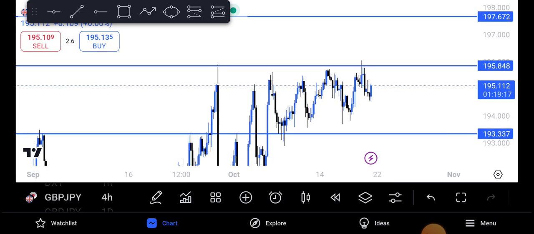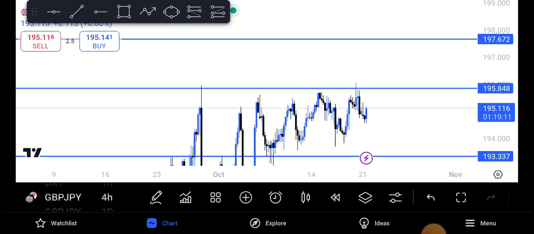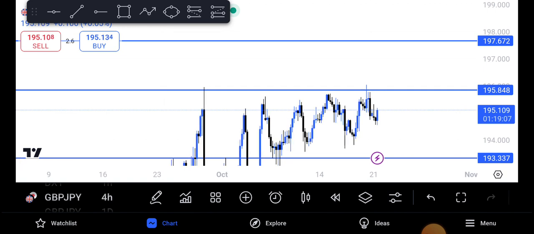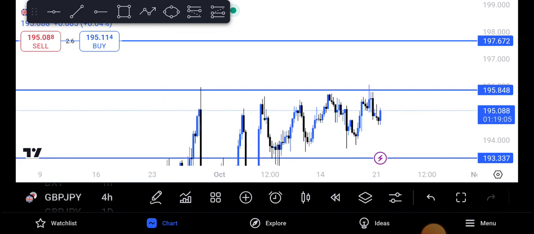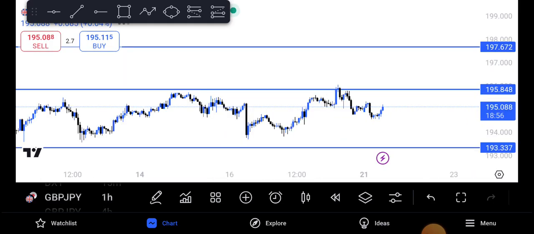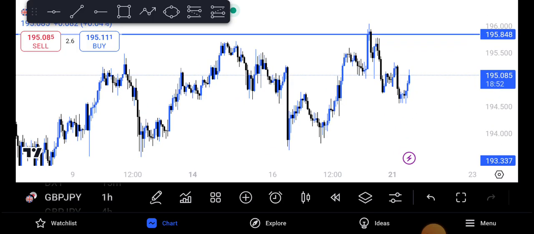189.530, or we are going to the upside 179.672. But since we are looking more on bullish, I'm expecting the price to break to the upside. Remember, I don't have to be right. I don't need to be right. I'm just airing my view and what I see the market is making.